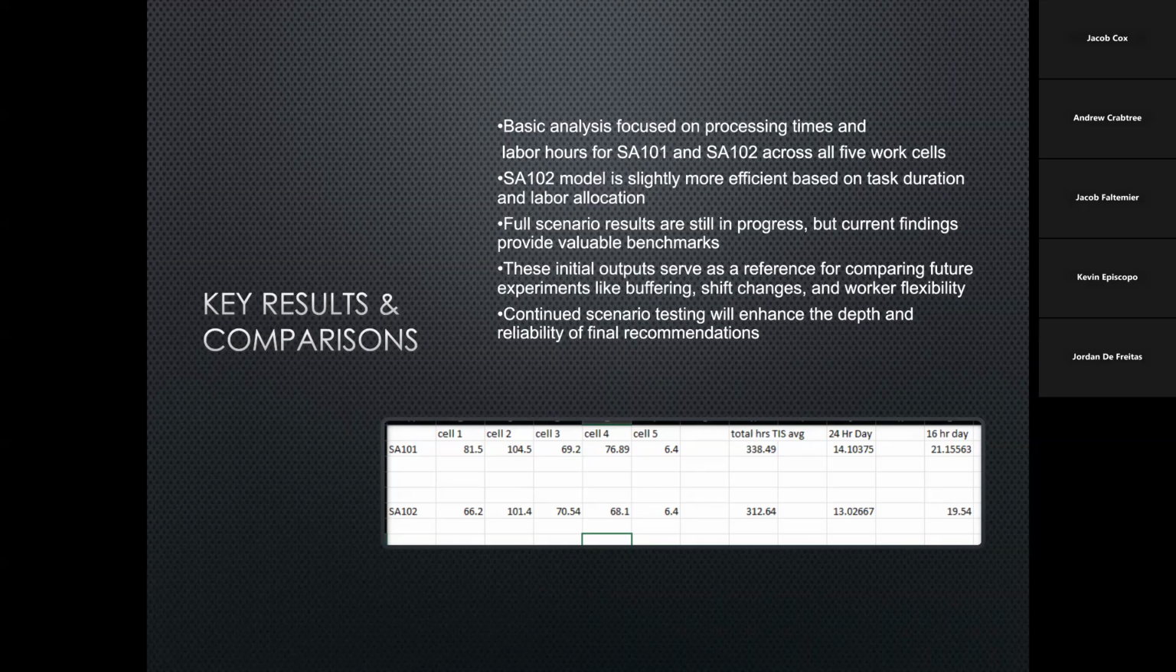While our full scenario testing is still in progress, these early findings already give us valuable benchmarks. They'll help us compare how changes such as adding buffers, adjusting shifts, or making worker assignments more flexible actually impact performance. So even though we don't have final numbers yet, these initial outputs give us a solid reference point. And as we continue testing, we'll be able to build on these insights and develop more reliable recommendations for improving the system.